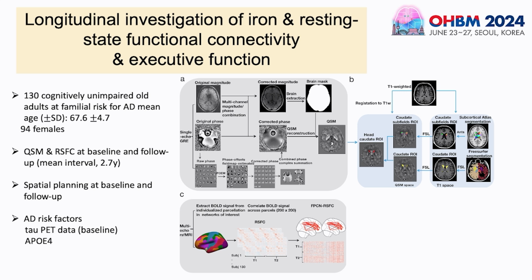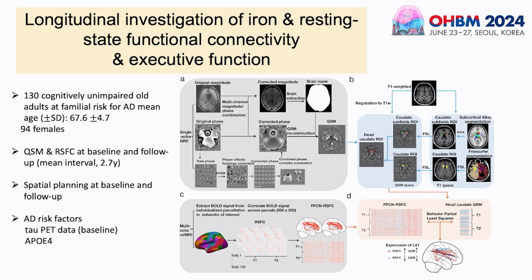As for the resting state fMRI data processing, the data were extracted from each participant's GIFT solution from the parcels comprising the 7 networks. And then the functional connectivity matrix was created by computing the product moment correlation coefficient between each pair's region. And finally, we used the 2-condition behavioral partial least squares to examine the relationship between the longitudinal change in iron content and the frontoparietal control network.